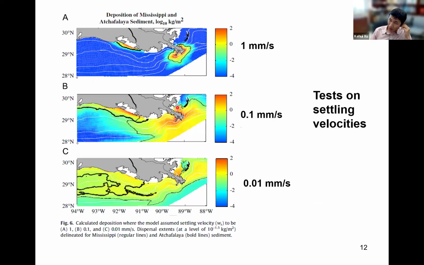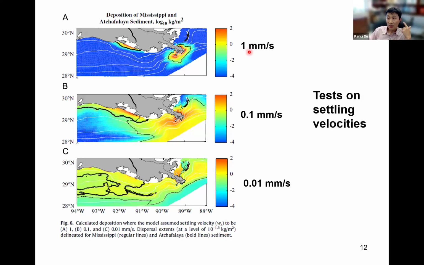When I set up the model, I would say one of the biggest challenges is to provide the parameters. I spent lots of time on settling velocity. So we did a sensitivity test. The top panel is the settling velocity at 1 millimeter per second, which is fairly fast. The middle panel is 0.1, and the bottom panel is 0.01. The colors are all on a log scale. This is log base 10 of kilograms of sediment deposited per square meter of seabed.